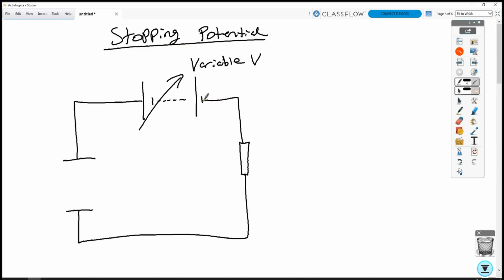And we have a protective resistor in there. On this side, we have an evacuated tube, which is a glass tube. And what we do is we shine some light onto one of those plates. So these are photons.